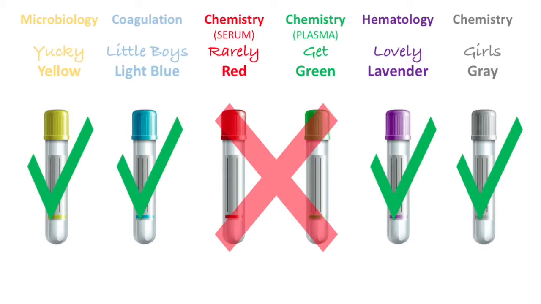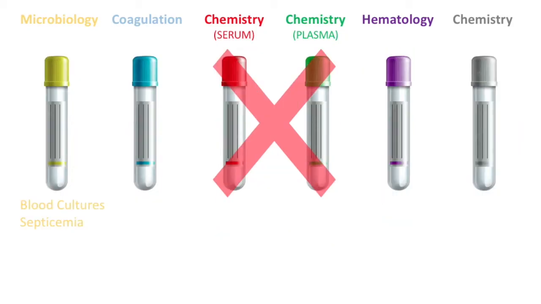What goes into microbiology? We're collecting blood cultures to test for septicemia. So memorize those things. Now come over to your coagulation tube: partial thromboplastin, activated partial thromboplastin, prothrombin, D-dimer, and fibrin degradation products. So you've memorized those 2 tubes. Skip chemistry, go on to hematology.